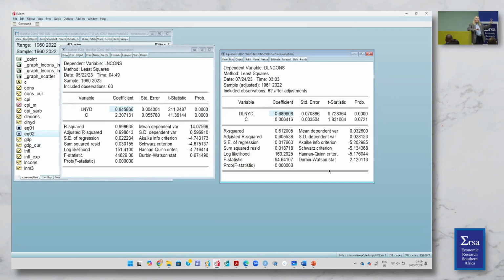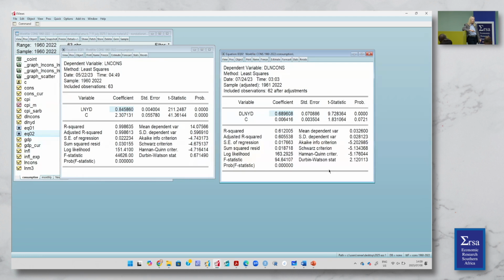So what is the bigger issue here? On the left-hand side, the parameter 0.84, that is the marginal propensity to consume. Once we difference it, what do we have then? Now it's no longer a percentage change in income that leads to a percentage change in consumption. It's a rate of change. So if this one changes faster, that one will change at a faster rate. The difference means the rate of change.